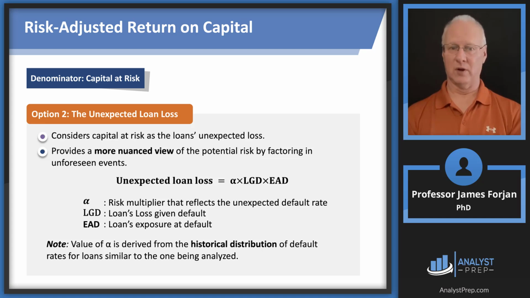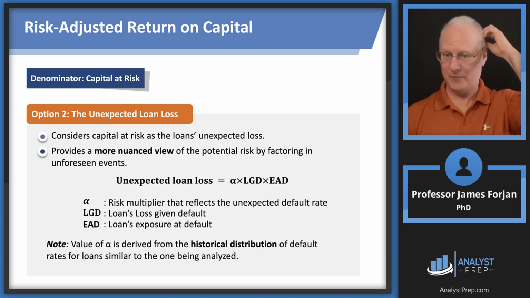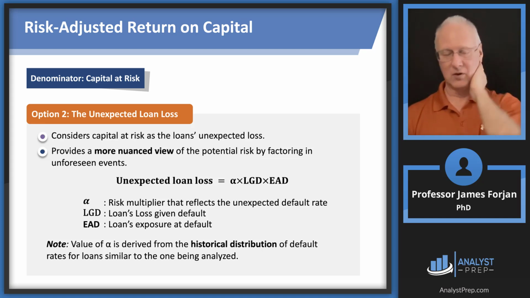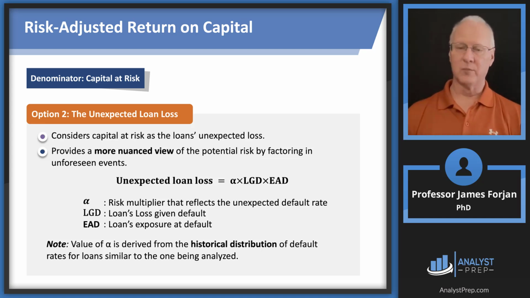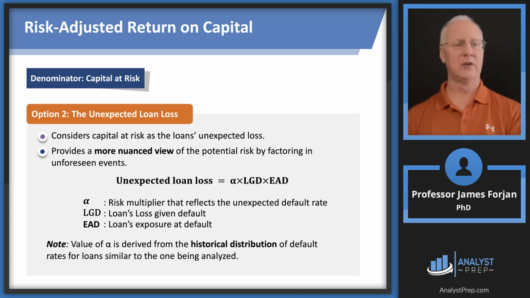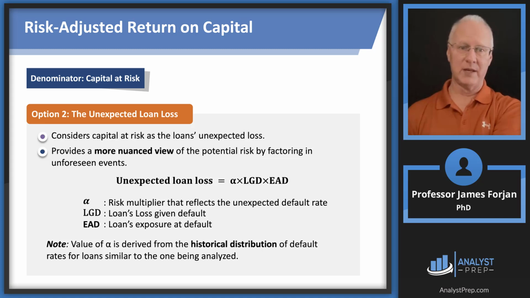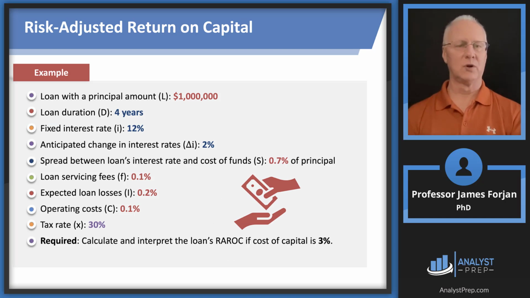For the capital at risk, we're going to use these unexpected loan losses, and we're going to use the same kind of equation we used before. We're going to do the loss given default and the exposure at default, but we're going to multiply it by some multiplier. We'll call this a risk multiplier that reflects the unexpected default rate. That would be given to you on the exam. The question is, how do you come up with it? That's a little bit more challenging. We'll probably use some kind of historical estimation, although some element of the particulars of the loan ought to be reflected in there.